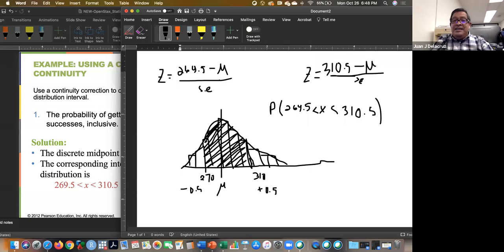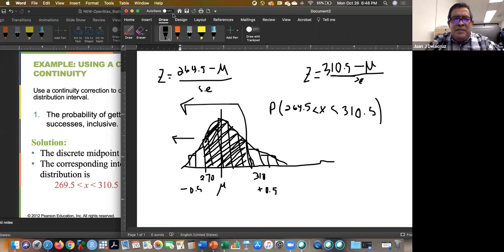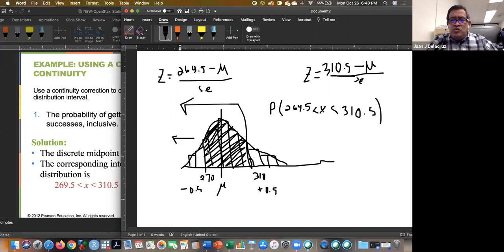So it's going to be the value of this area to the left and the value of this area to the left. So we are going to proceed as we know, right? Is this clear for everybody? So I hope it's clear.